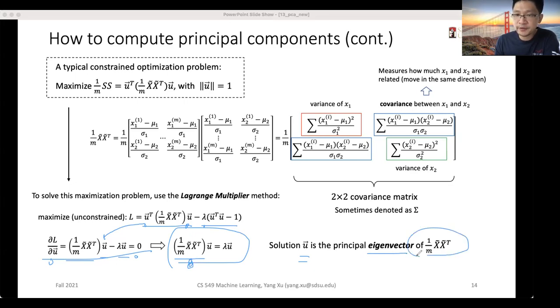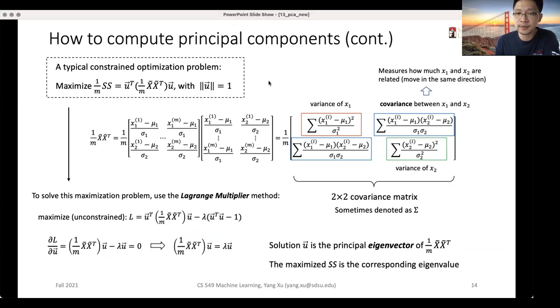By the definition of eigenvectors, it's just this form. Given a matrix and a vector, if they satisfy that the matrix times the vector equals some constant lambda times the vector, then u is an eigenvector of the matrix. This is knowledge from linear algebra. For an eigenvector corresponding to an eigenvalue, the maximized sum of squares is the corresponding eigenvalue.